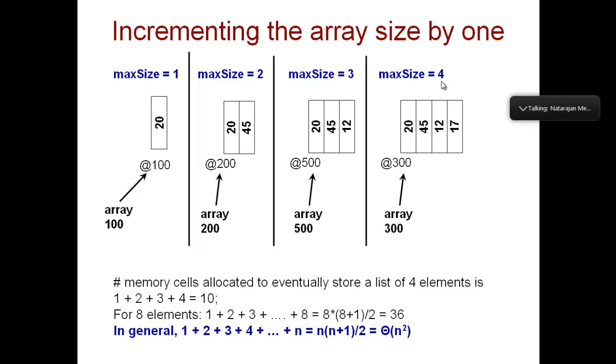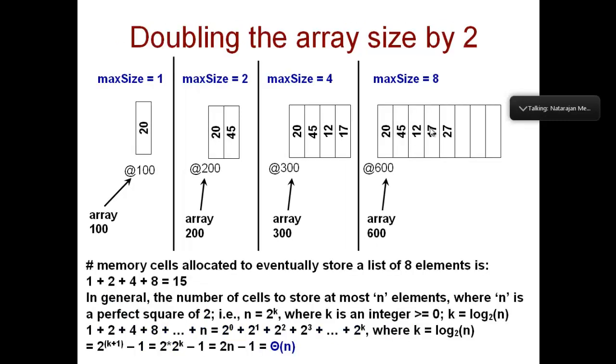On the other hand, for incrementing the array size by 1, the time complexity of the copy operation is also going to correspond to the number of memory cells you are going to create. So one copy operation from this array to this array, then 2 copy operations from this array to this array, then 3 copy operations from this array to this array, and so on. So in addition to considering this for space, we can also do a similar analysis and come up with the time complexity of this approach of resizing.